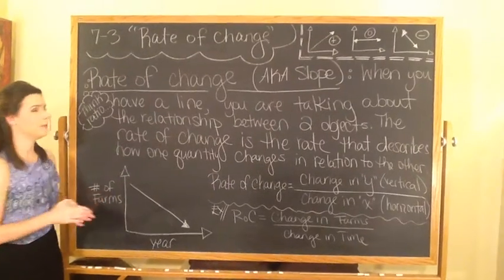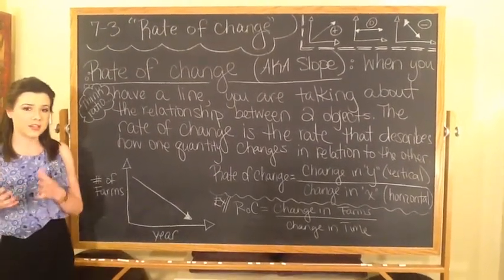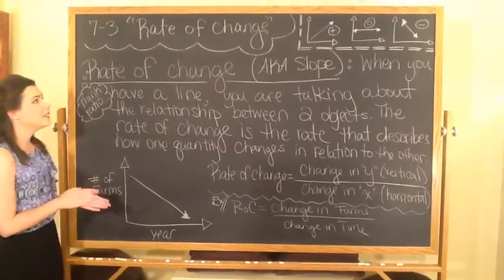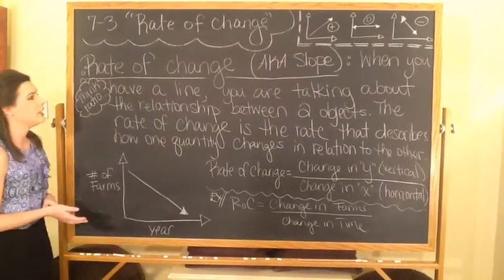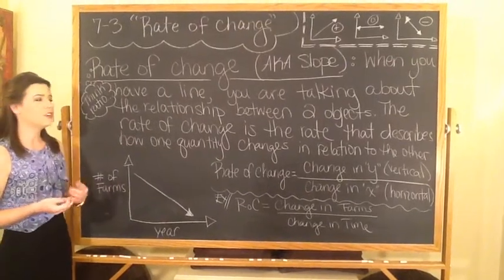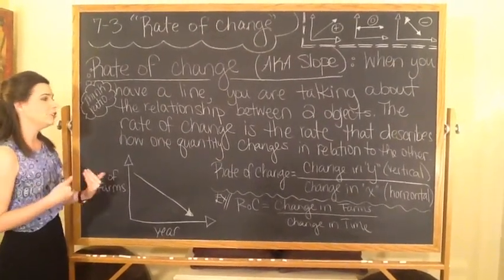Today we're going to be talking about the rate of change. The last two lessons we were talking about representing functions, linear functions, and graphing them. Now we're going to take it to the next step and talk about the rate of change. The rate of change, which is also called the slope, is when you have a line and you're talking about the relationship between two objects. So the rate of change is the rate.